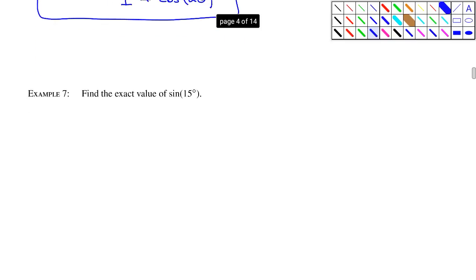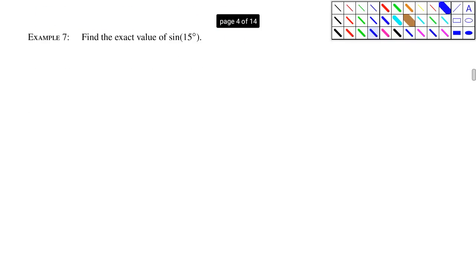Now, how do we use these formulas? Let's look at example 7. Find the exact value of sine of 15. So I'm going to use the formula we developed above, and we're going to start with sine squared of 15. So ultimately, we will have to take a square root. We'll get to that in a moment.